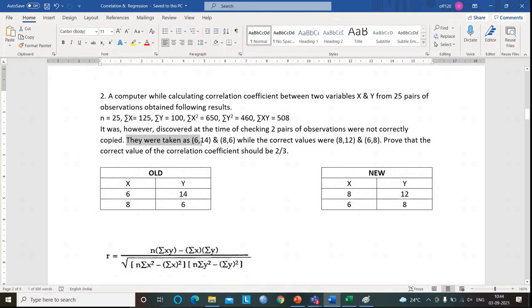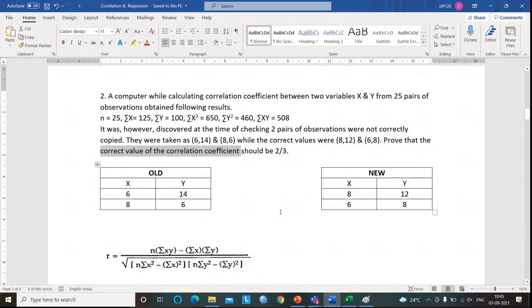They were taken as 6 comma 14 and 8 comma 6. That means in this calculation they have taken x1 y1 as 6 comma 14 and x2 y2 as 8 comma 6. But the correct observations were 8 comma 12 and 6 comma 8. Prove that the correct value of correlation coefficient should be 2 by 3.